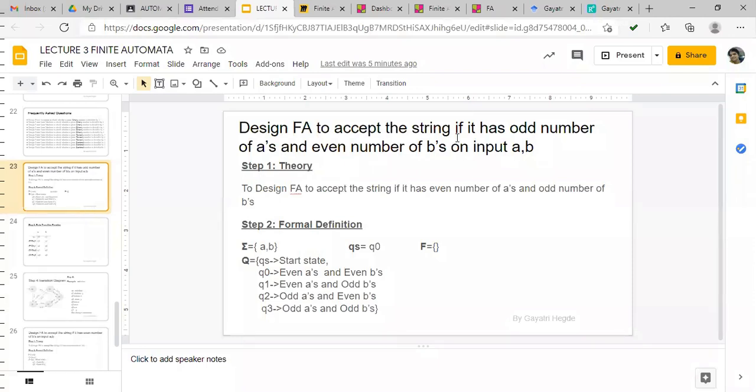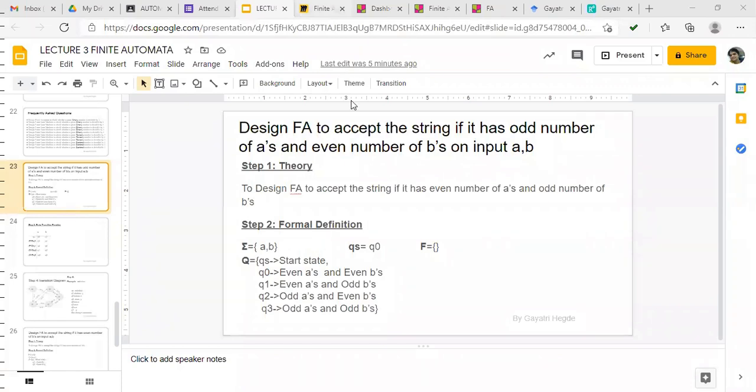Our first example here is: design finite automata to accept the string if it has odd number of A's and even number of B's on input A comma B. I'm reading it again. Design finite automata to accept the string if it has odd number of A's and even number of B's on input A and B.